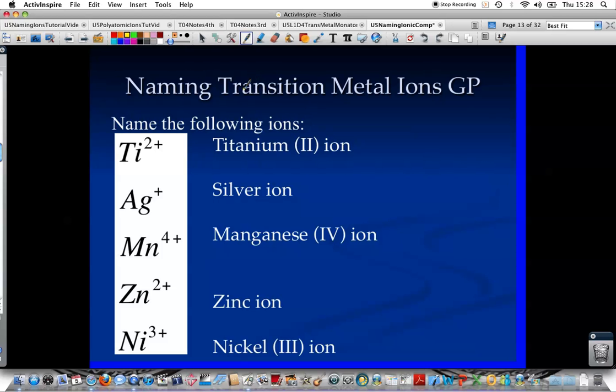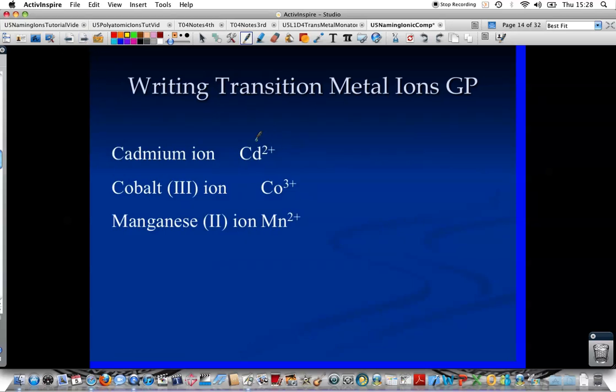Okay. Here are some other transition metals that are named for you. Titanium(II) ion, the silver ion. Remember that's on the list. It doesn't form more than one thing, so it doesn't have a Roman numeral. Manganese(IV) ion, zinc ion, that one's also on the list, and then nickel(III) ion. And here's a couple more examples.